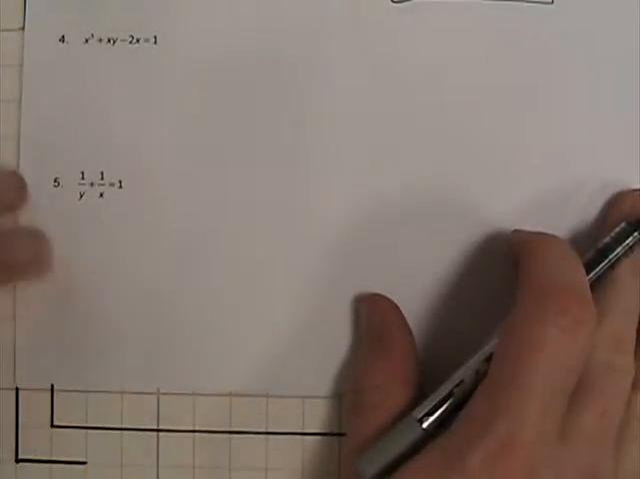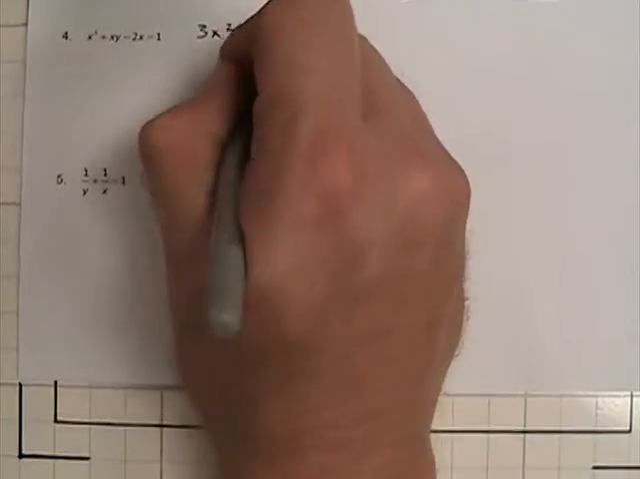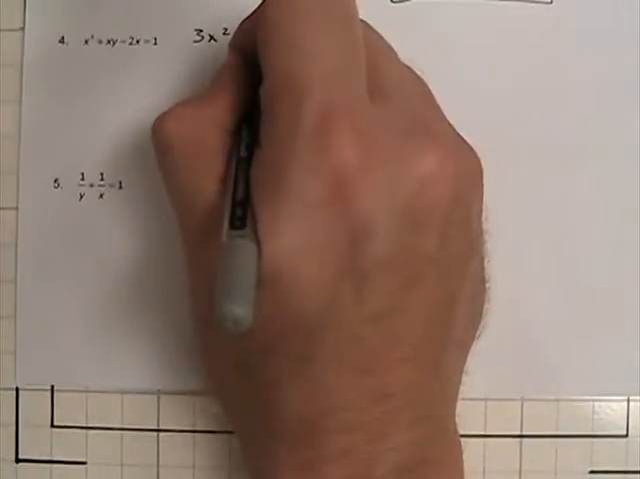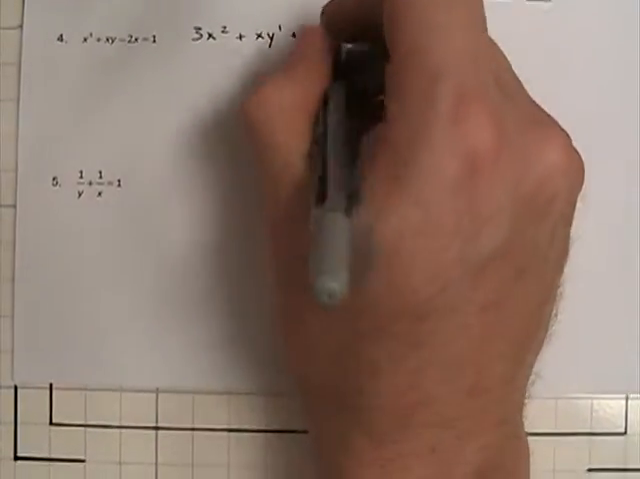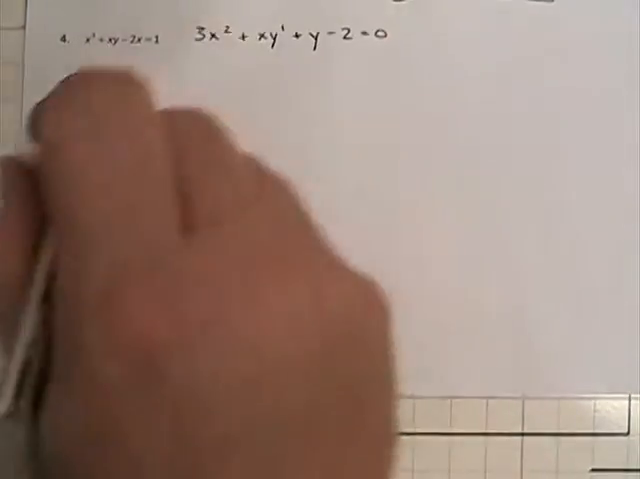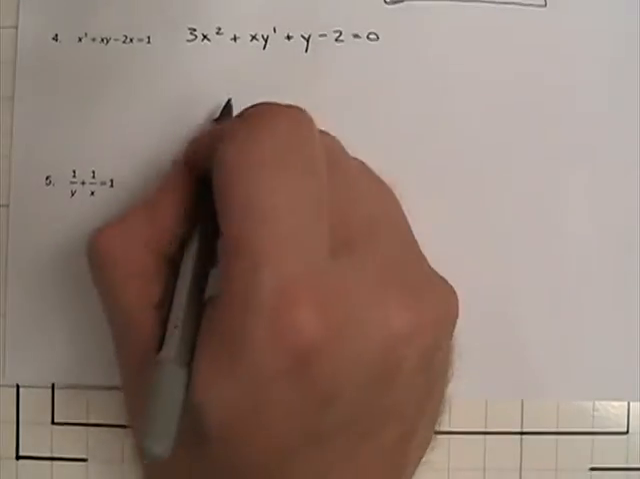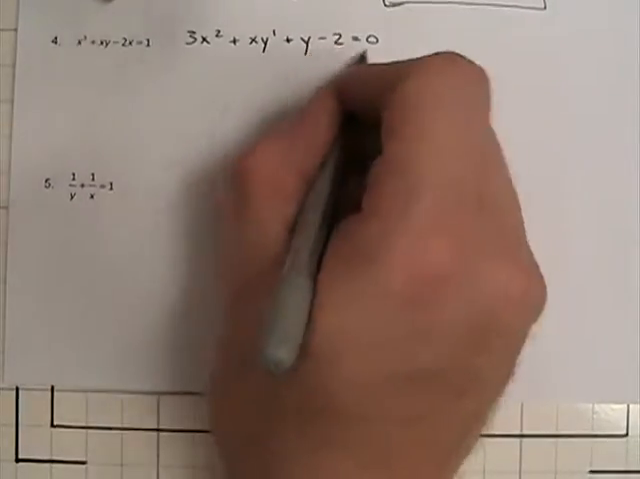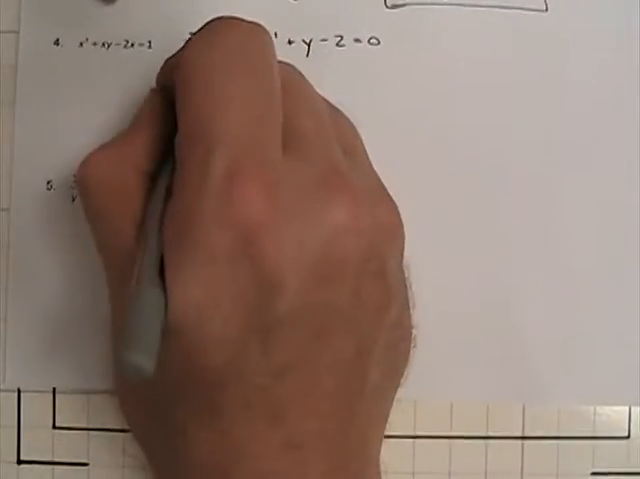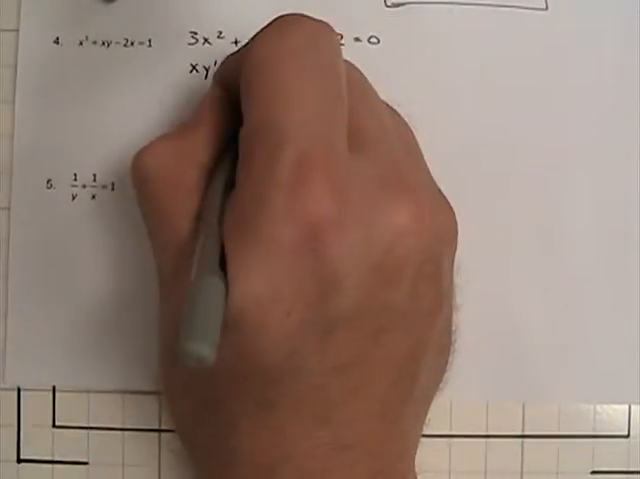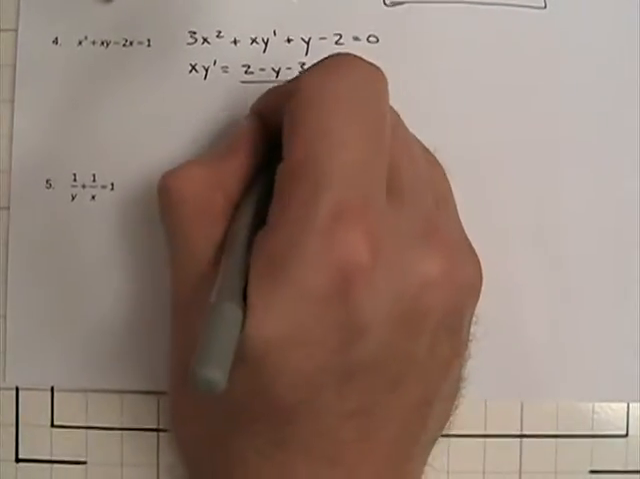Okay, next one, implicit. 3x squared, product rule. Okay, we need to get the y prime by itself, or the dy/dx, whichever one you used. So we'll move everything else to the other side of the equation. So plus 2 minus y minus 3x squared. So x y prime equals 2 minus y minus 3x squared. Divide the whole thing by x.